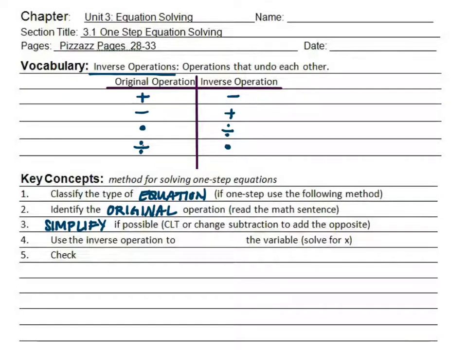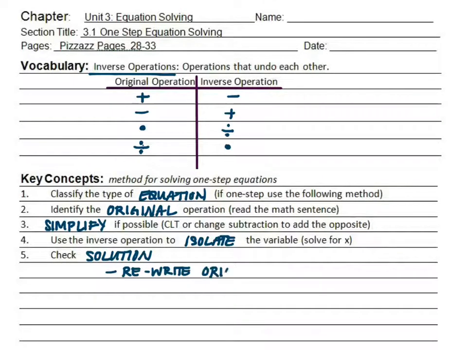The next step when we talk about the method for solving one-step equations is to use the inverse operation to isolate the variable. When we talk about isolating the variable, we're really talking about solving for x or y or z or whatever the variable may be. But we usually use x, so that's why I wrote solve for x. The next step is to check your solution, and this is our final step.